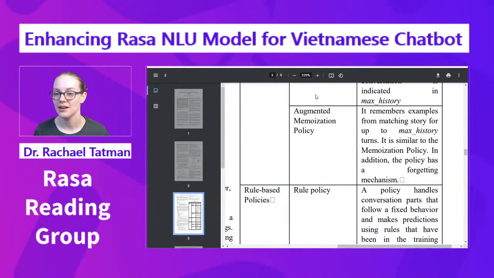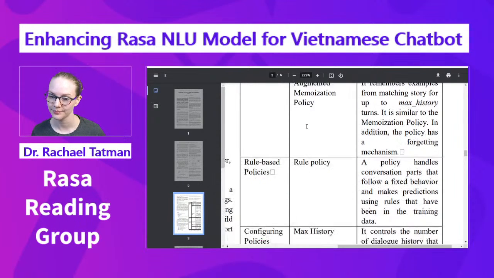The augmented memoization policy that Ella talked about quite a bit yesterday during the office hours is similar to the memoization policy, but instead of holding the whole thing in memory, it has almost like an RNN forget gate. It has a sliding window and it'll chop things off the conversation beginning and end to try and match what's happening now.